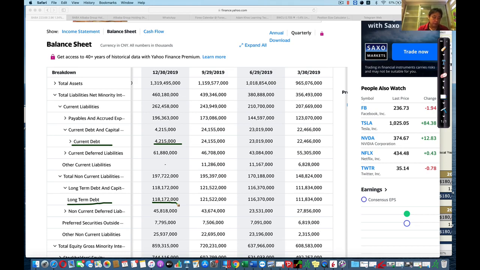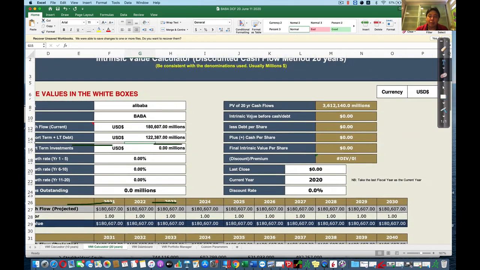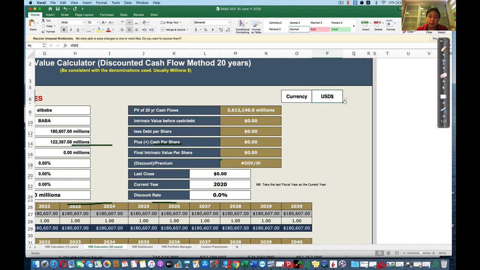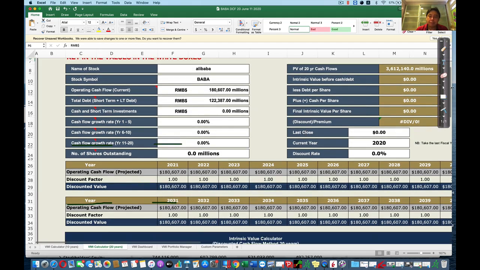Let's add that together. 4,215 plus 118,172. 122,387. There we go. And again, this is in renminbi. Sorry, I forgot to convert this. This should be in RMB. Okay, renminbi.